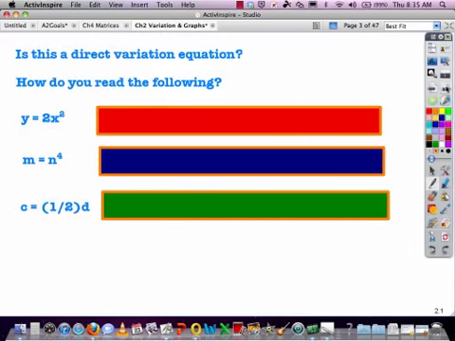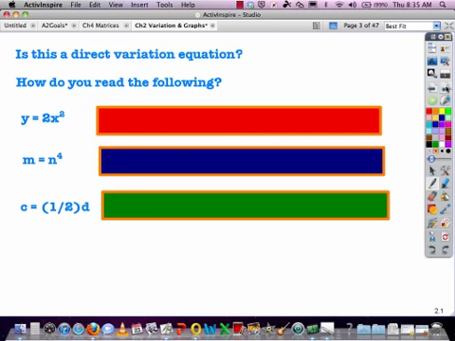Now, the first thing we want to do is ask a few questions based on the definition we just gave you. Is this an example of a direct variation equation? You can see I have 3 different equations up here. And then if you can answer yes or no, preferably yes, then how do you read the following equations? So let's go through and first do that initial question. Is this a direct variation equation?